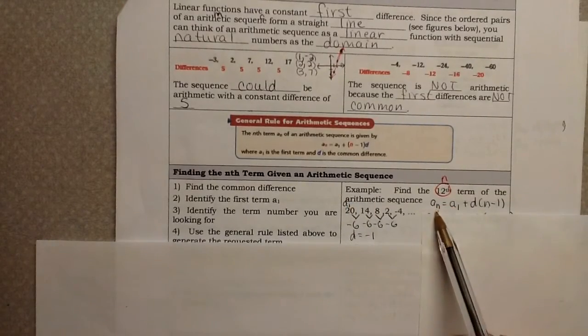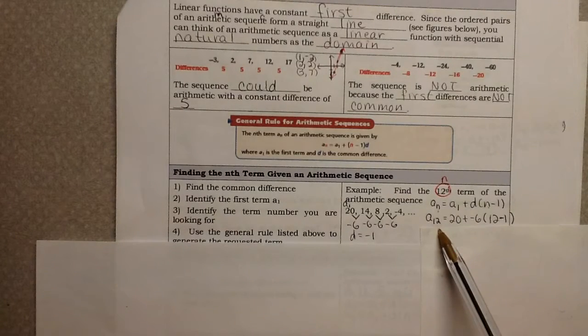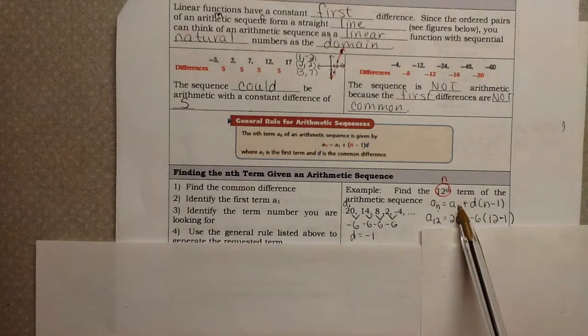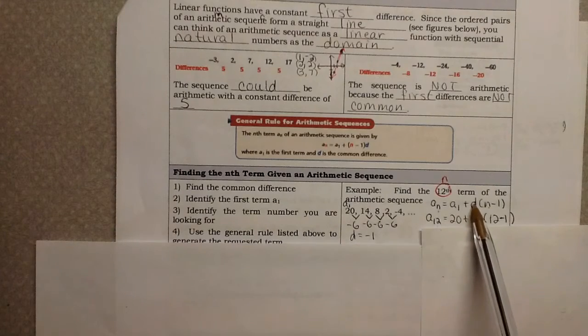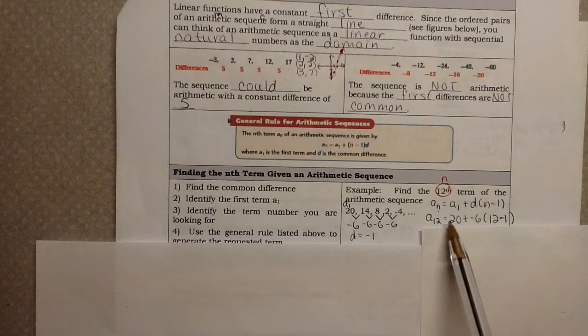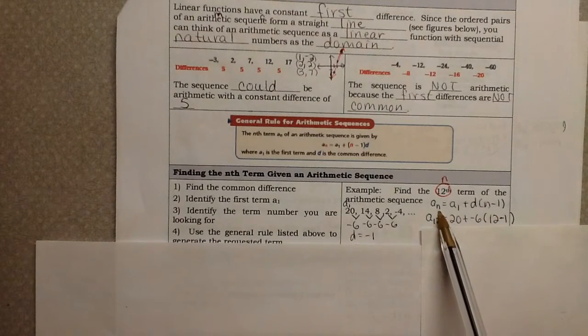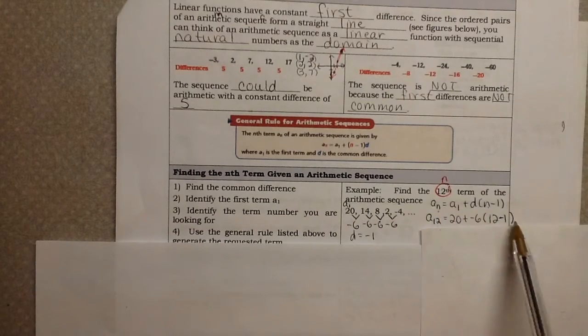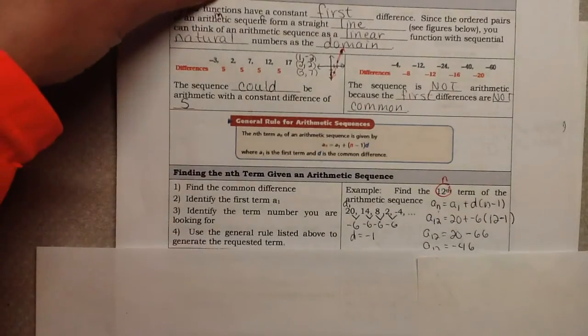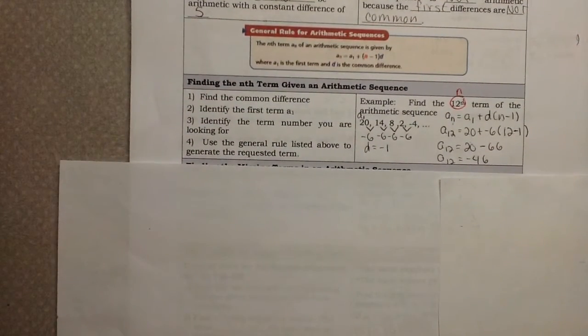So we can fill those values in. We're looking for the 12th term, so we put 12 as the subscript here, because remember these are the term numbers down here. The first term is 20, that's a sub 1. The common difference is -6, and because this is 12, 12 goes here. Our subscripts go inside the parentheses: this subscript would be 12, that subscript would be 1, so that's why it's 12 minus 1. Then you can simplify, and you'll end up with a sub 12 equals -46.